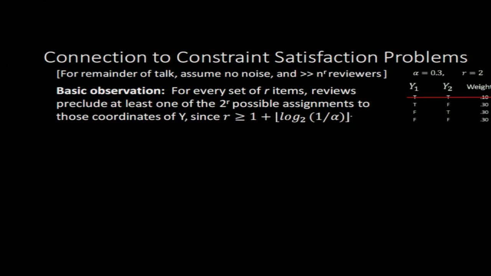Just as an example, let's say that we have two items, y1 and y2, and alpha is 30%. Well, there are 4 ways that a reviewer could evaluate 2 items, and we can't put 30% of the reviews on all 4 ways. So there's at least one assignment to these 2 items which has to be forbidden. So here, this is the true assignment. And this is all just because of how we're choosing R.